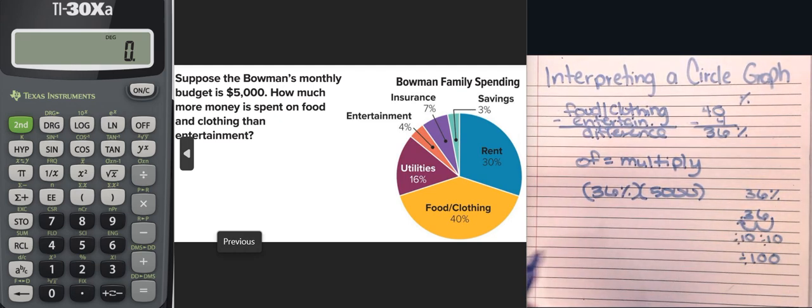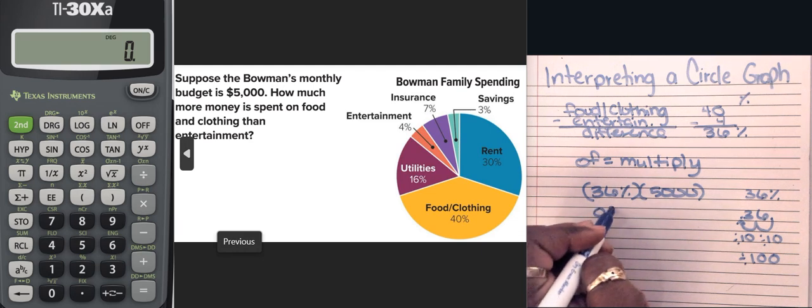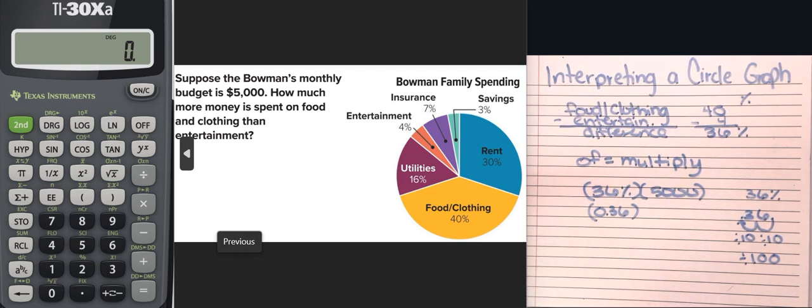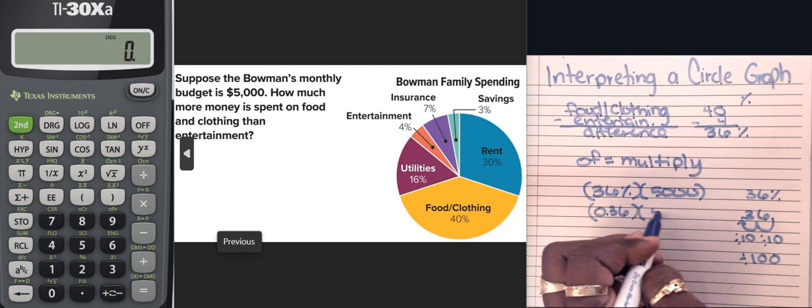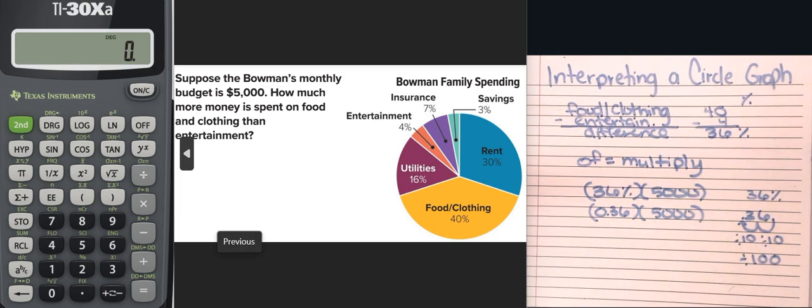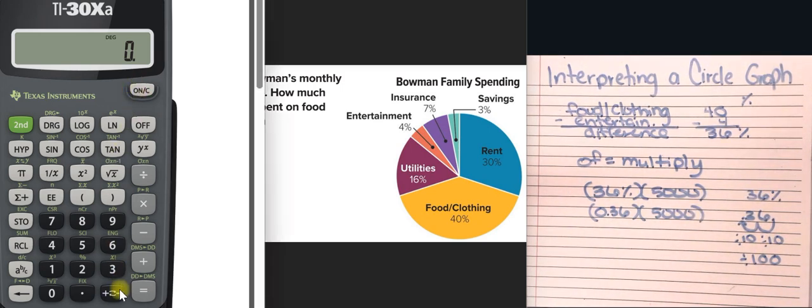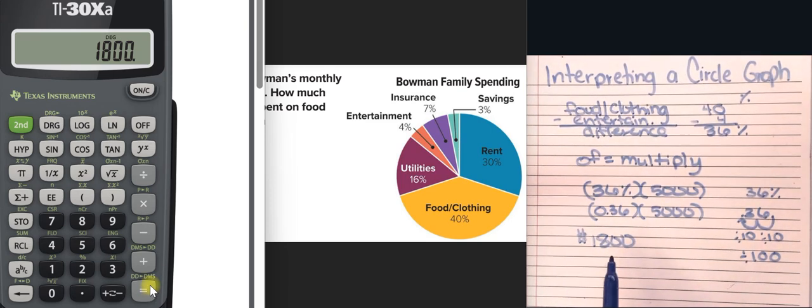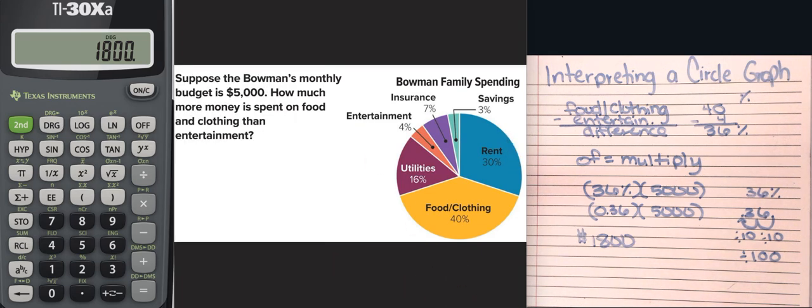So our answer is going to be here. It's going to be 0.36. That's the same thing as 36%. And then we're going to multiply that by 5,000. So we're going to say 0.36 times 5,000. And that gives me 1,800. So they spent $1,800 more on food and clothing than they did on entertainment. So that's your answer for this problem.